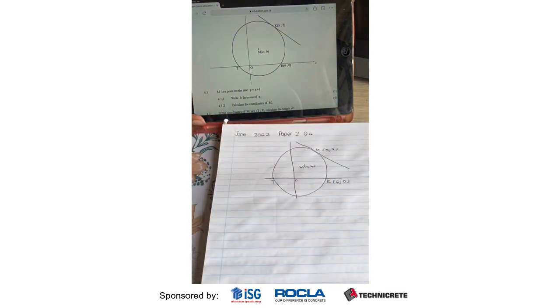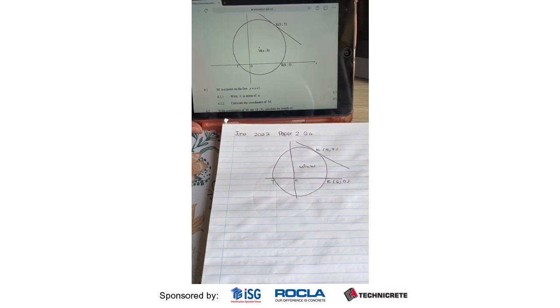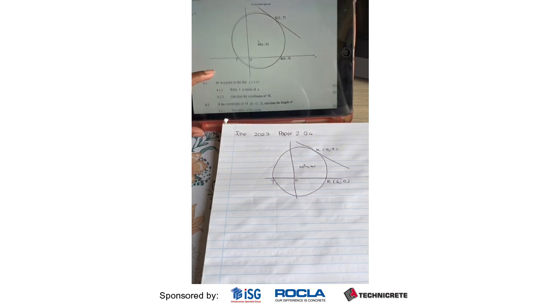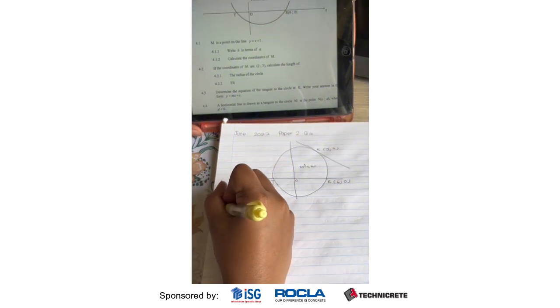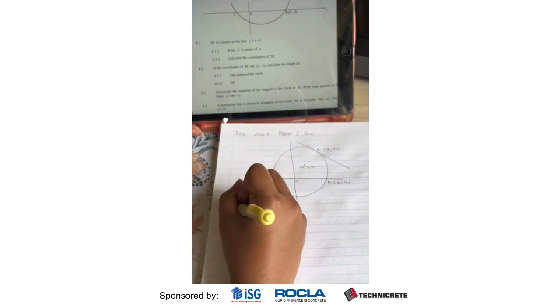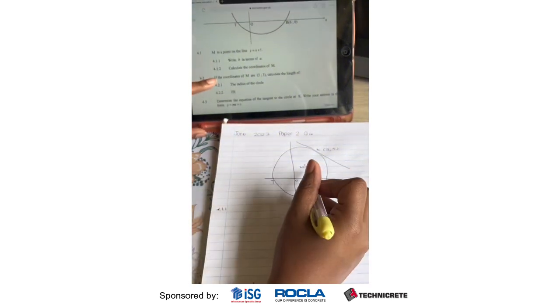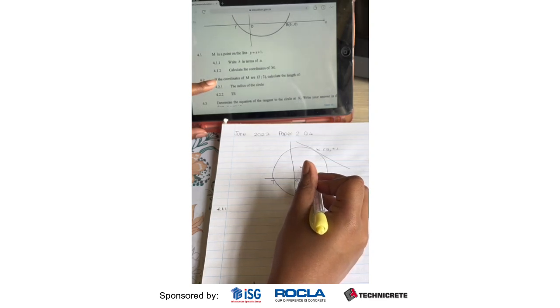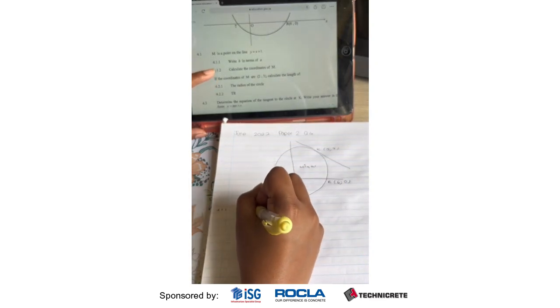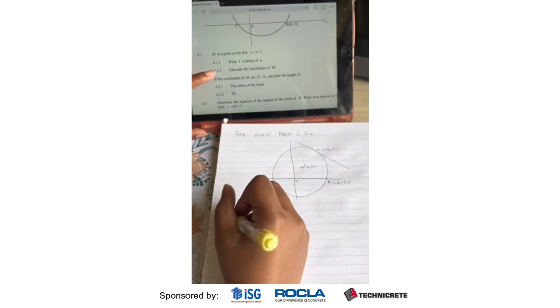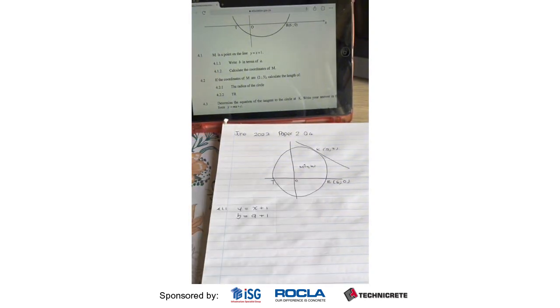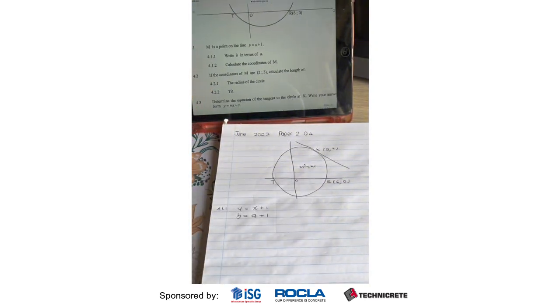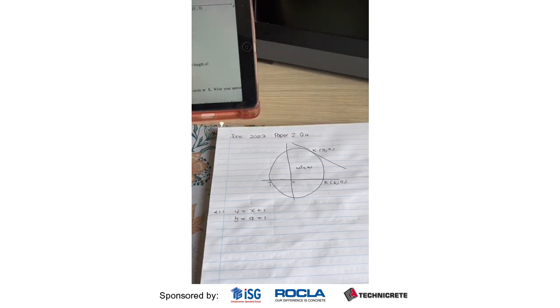Okay, so the first question says M is a point on the line y is equal to x plus 1. Write b in terms of a. So my coordinates are a and b. If it's y is equal to x plus 1, we're going to substitute: my y is b and my x is a, so b is a plus 1. Next is calculate the coordinates of M.